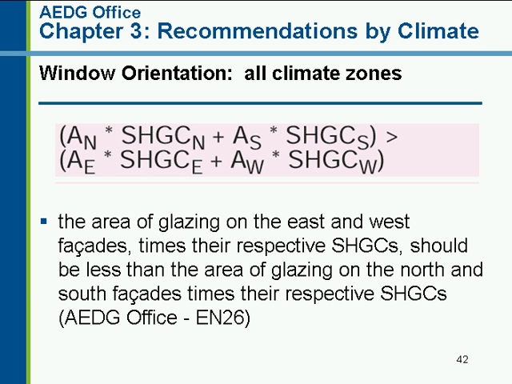Now, a few other criteria for window orientation. There's a requirement for all climate zones that the area of the glazing on the east and the west times their solar heat gain coefficient must have less solar gain than that on the north and the south. And so if you've got a square building, this means you put a few more windows on the south and north than on the east and the west. But this also addresses orientation. So this is encouraging you to design the building so that most of the windows are on the north and south, and there's not so much window area on the east and west.